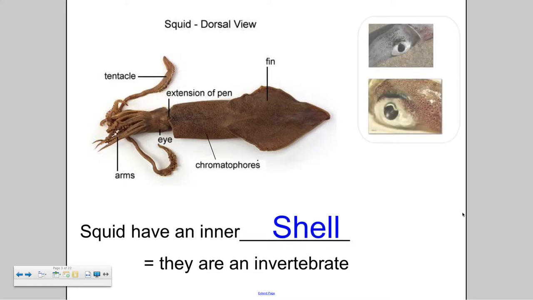This is what their eyes look like. They're well-developed eyes. So it kind of looks like our eye. And they're on the sides here. I know, ill, right? Imagine swimming and this bumped into your head.